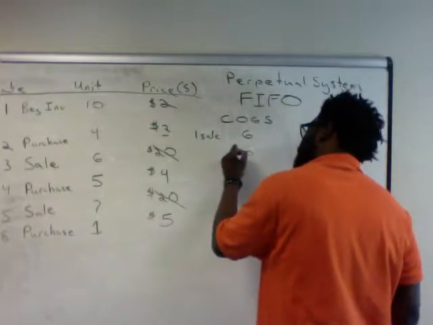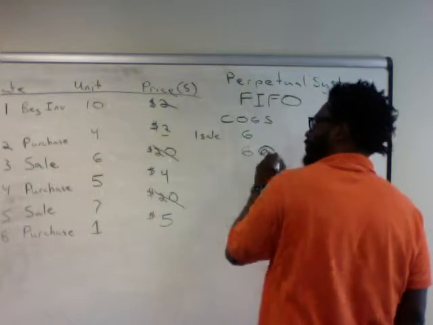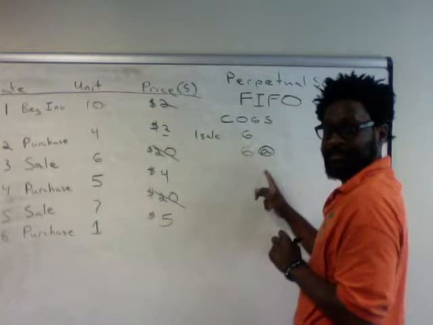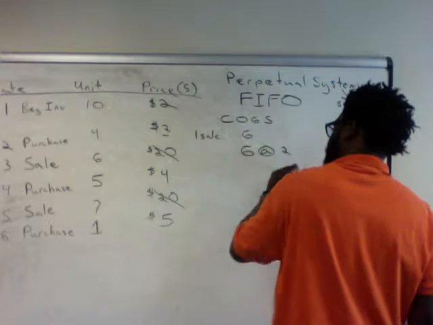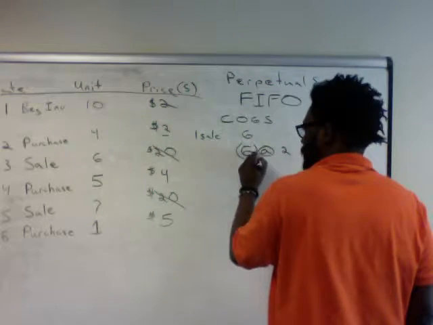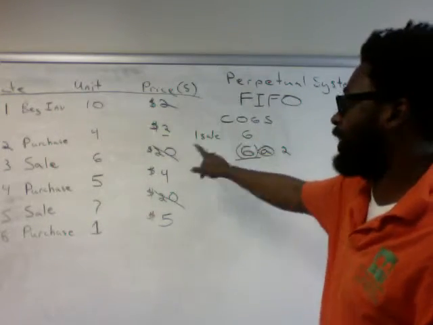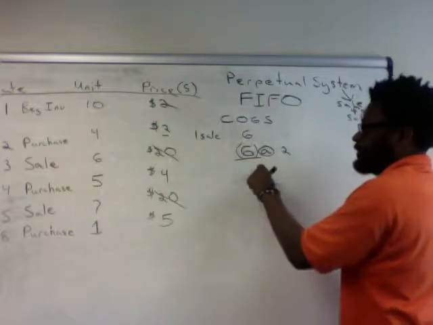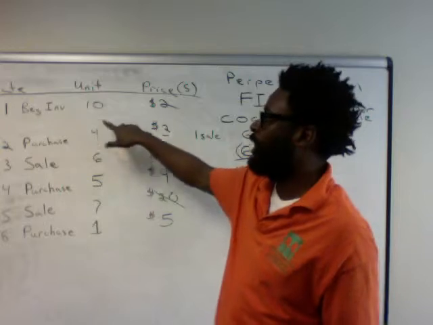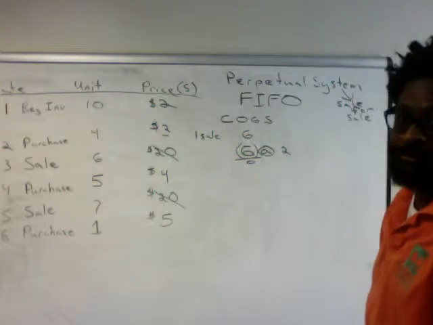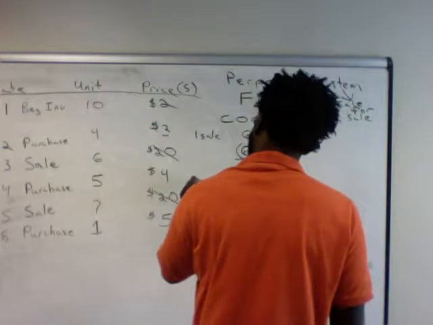So all 6 units were sold at a cost of $2. Now, I'm going to subtract that to see how many more I have to look for. How many more do I have to look for out of that first sale? None. We're straight. 0. We good. So we said out of this first sale, all 6 of them came out of the beginning inventory of 10 units at $2. So I'll move on to my next sale.